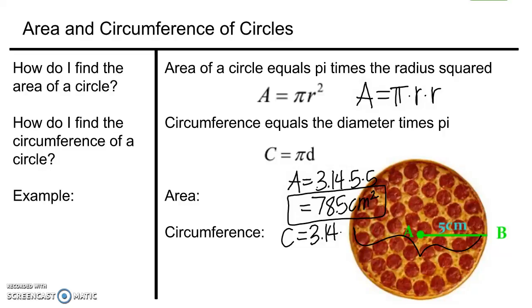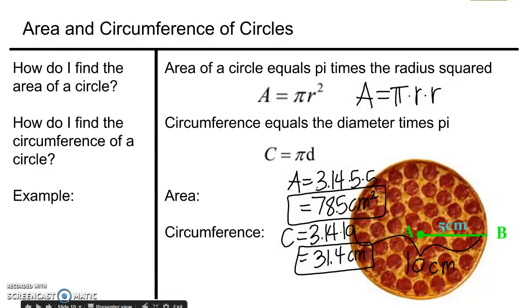If the radius is 5, that means the diameter is 10. I multiply it times 2 to get the diameter. So times 10 here, and that would be 31.4, and it's just centimeters for the circumference. Okay, just a quick review of how to use those formulas.